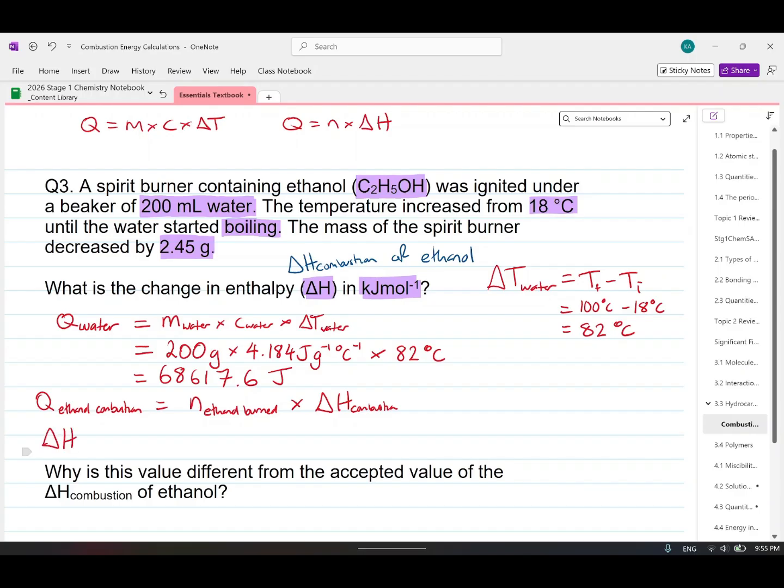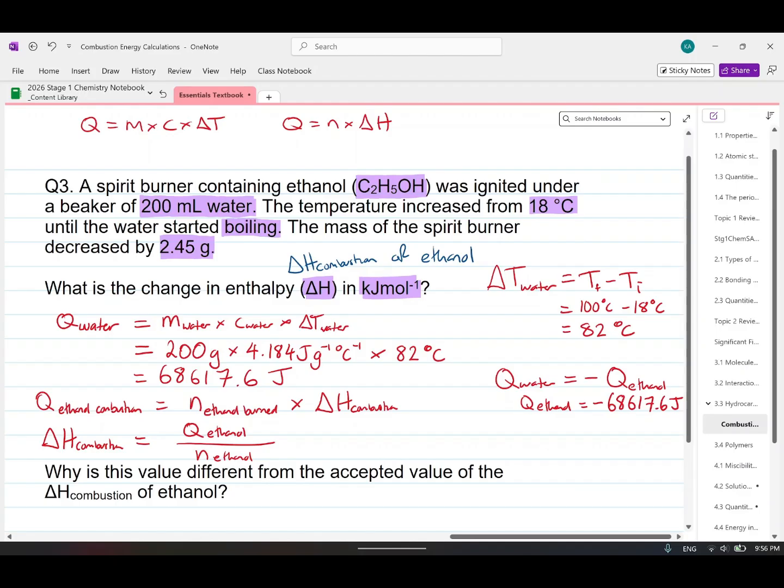Now, we are looking for delta H, so we need to rearrange this, so delta H of combustion is equal to our Q of ethanol, I'll just simplify it to that, divided by the number of moles of our ethanol. So we need to have these two values, the Q and the n. Now we have worked out the Q of water. Now what you need to assume is that the Q of our water is equal to the negative of the Q of our ethanol. So when I say Q of ethanol, again, I'm not saying Q of the actual ethanol substance. The ethanol bottle hasn't released heat, but the energy that is released from the burning of it is our value here. So that means our Q of ethanol is going to be equal to negative 68,617.6 joules.